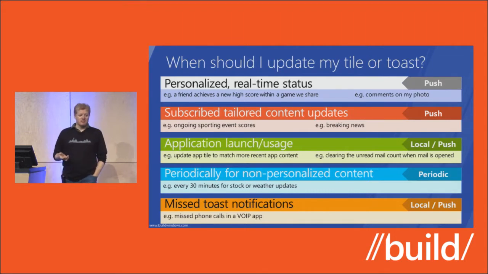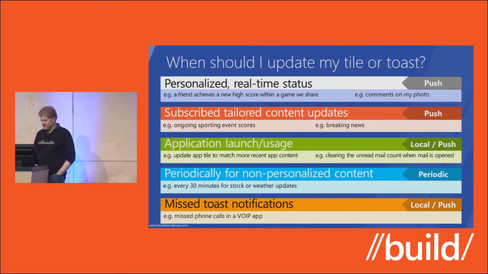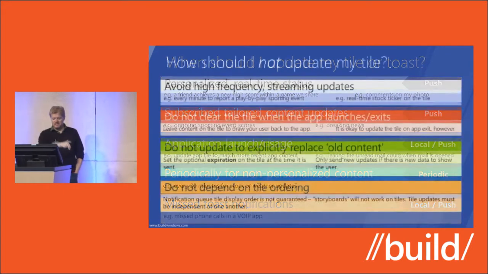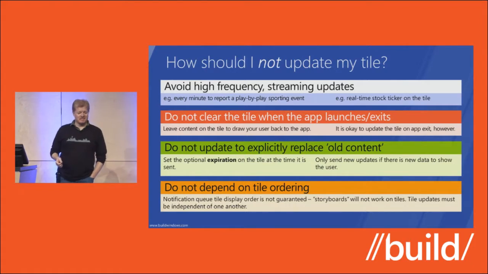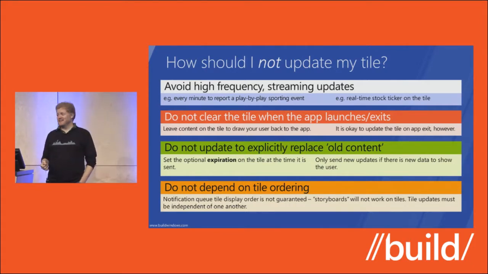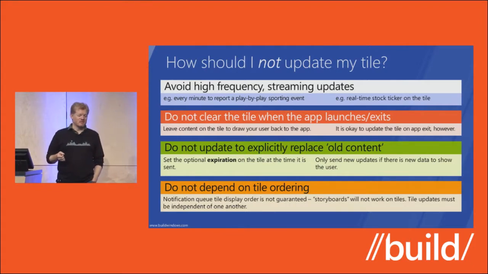That's fine. But if you're really going to be sending exact information to that device, that user, that app, then push notifications is really what you want to be dealing with here. Now, you can read the rest, and there are some things about where not to use these notifications. Don't think that tile updates or toast notifications are for high frequency streaming updates, or for trying to create a 1 second update clock on the start screen. It's not meant for that. It's not going to work.